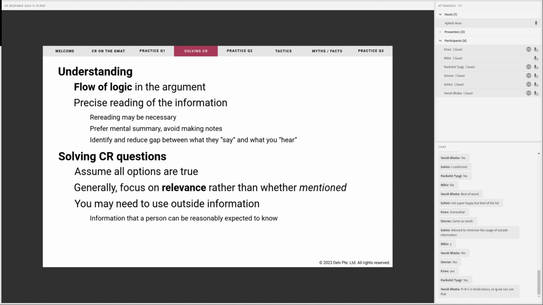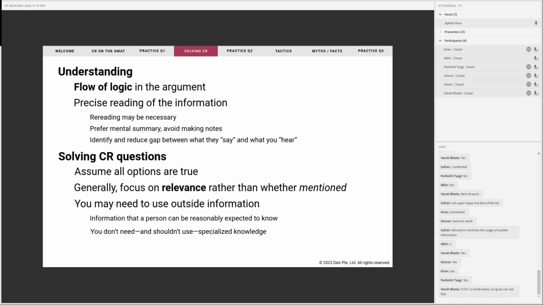In a lot of critical reasoning questions, you're going to have to use outside information. The only thing that I'll say over here is the GMAT never needs you to use specialized information. And in fact, even if you have specialized information about a particular topic, you should not use it, right? So, something that a general person can be expected to know, yes. Anything more than that, no.